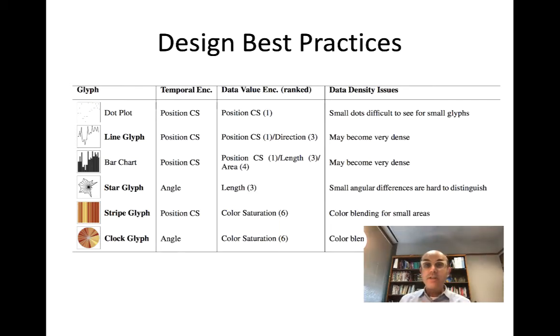One of the things that is really important for me, and this is something every visual person will talk to you about, is what the best practice is. I broke it down to dot plot, line graph, bar chart, star graph, clock graph. I want you to look at the data density issue that entails. For example, the clock has color blending, which might be difficult, or areas that are too small and not very clear. Those are components that we need to be aware of, and maybe come up with ideas for how to solve or implement them better in order to have better success in our visual storytelling or visual analytics. That's it for now.